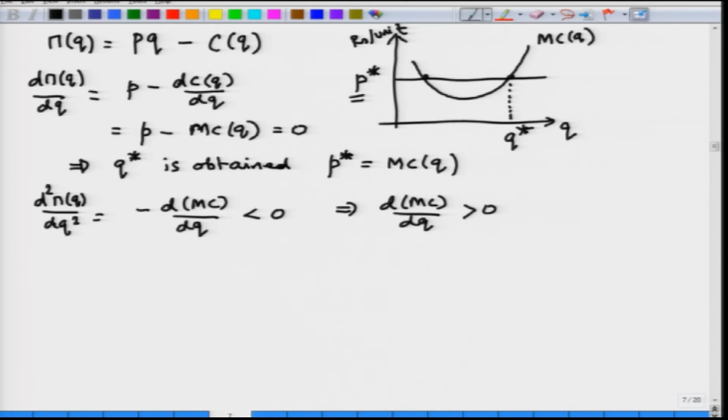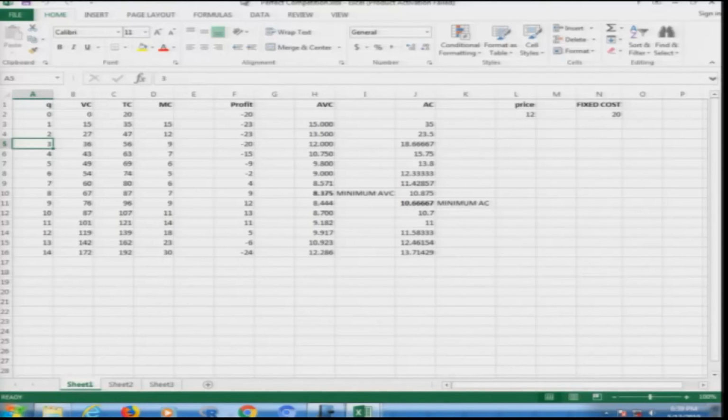Okay. Let us take an example and figure out, if our data is in discrete terms, how do we figure out what is the optimal quantity that a firm should produce in the short run, and thereby we will try and figure out what is the supply curve of a perfectly competitive firm. So, if we look at this example, we are given the output produced by the firm, which varies in steps of 1 from 1 till 14, and the corresponding variable cost is also given.